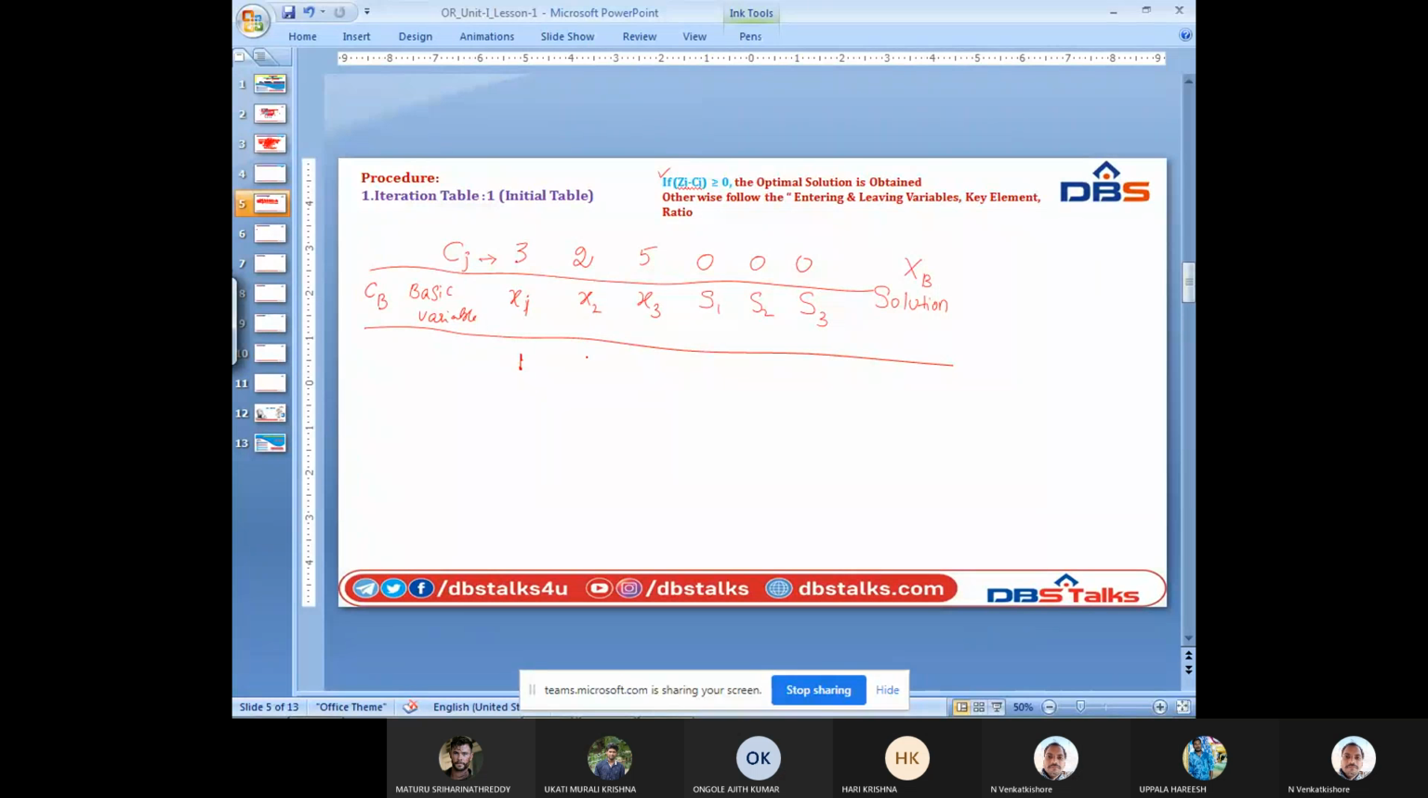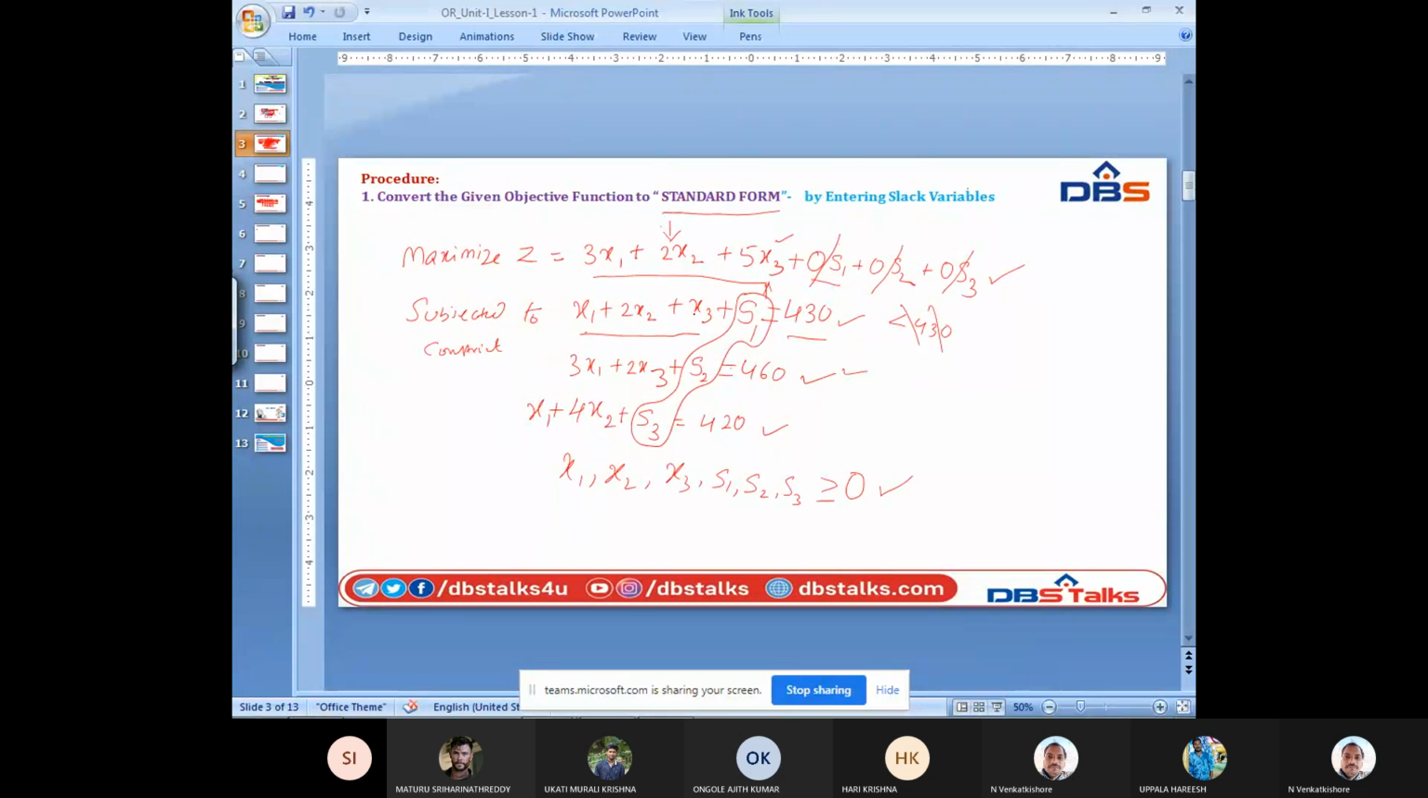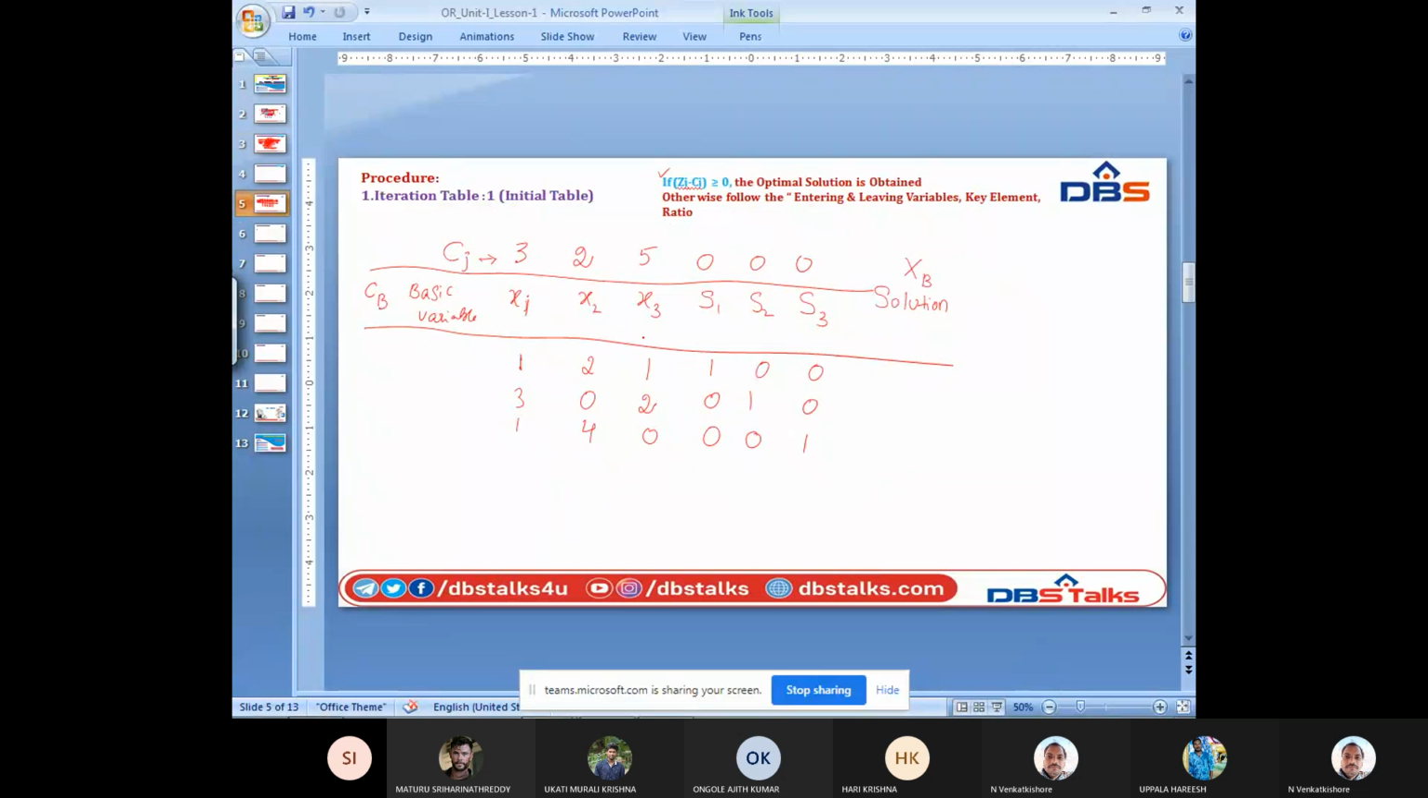1, 2, 1, 1, 0, 0. Again 3, 0, 2, 0, 1, 0. 1, 4, see 1x1, 2x2, 1x3. 1x1, 2x2, 1x3 plus s1 plus 1s1. S1 or 1s1, both are same.